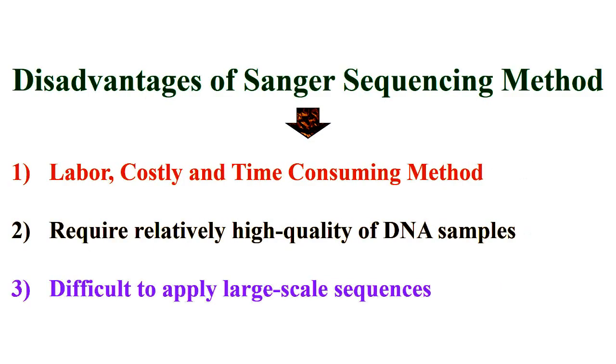On the other hand, the Sanger sequencing method is considered a laborious, costly, and time-consuming method, and requires relatively high quality DNA samples, leading to difficulty in applying it to large-scale sequencing.